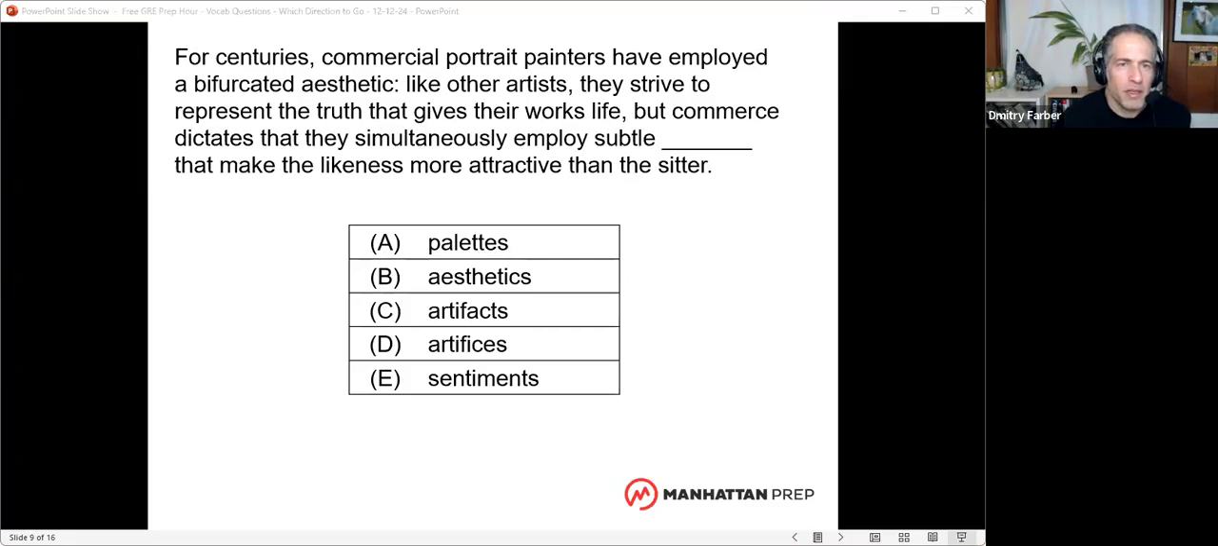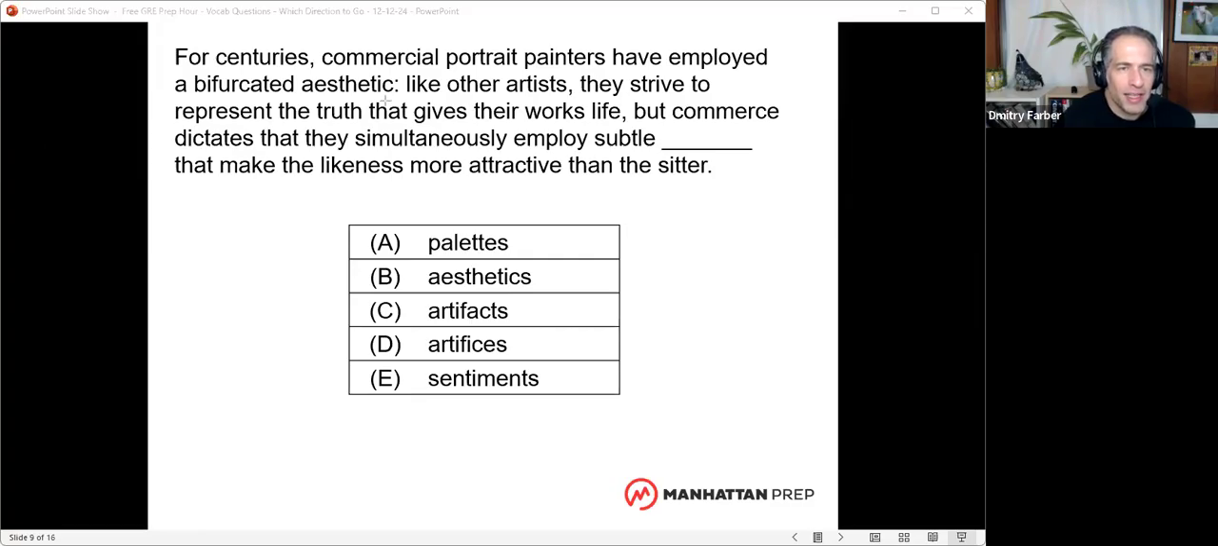So here we have some fun words. Bifurcated aesthetic is lovely. Some people feel like they know exactly what that means. Other people will say that's a blank. So let's see if we got anything else. Like other artists, they strive to represent the truth. So portrait artists are also striving to represent the truth. But so that's an interesting setup.